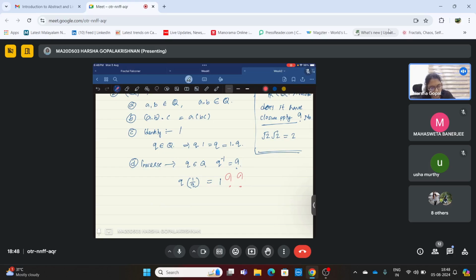Now, I told q is a rational number. Q can be any rational number. It can be 0 also. If q equal to 0, then what we will do? Whether 1 by 0 exists? So that 0 into 1 by 0 equal to 1, can we write like that?